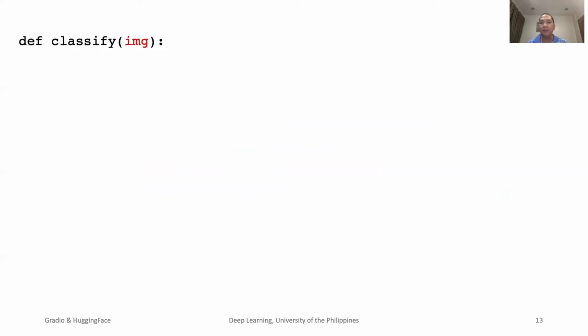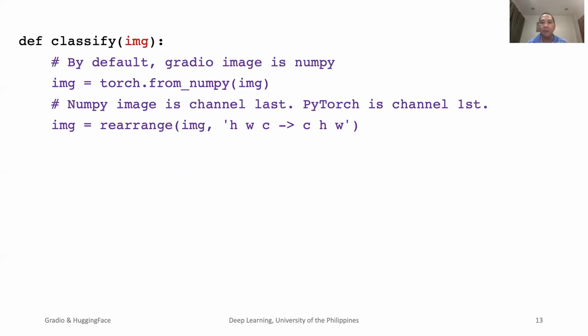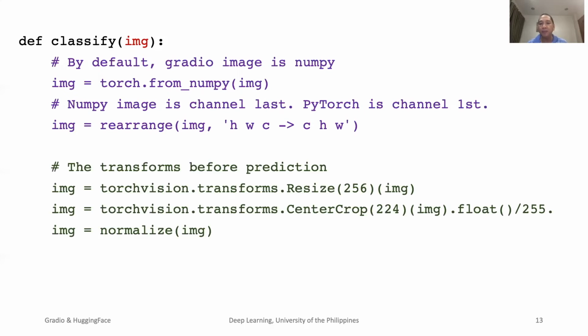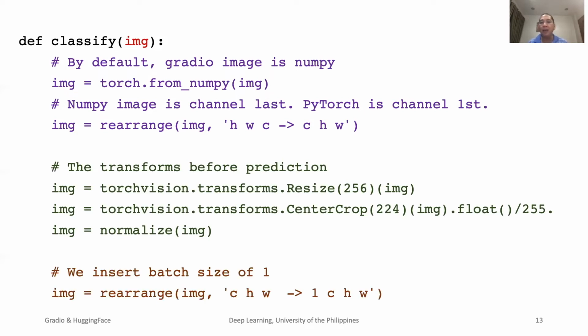This is the classify function. By default, Gradio converts the input image into NumPy. The first step converts the image to tensor. We also rearrange to make it channel first. The set of transforms made of resize, crop, and normalize is done in the green block. Then we add a batch dimension with size 1, since the model input requires it.